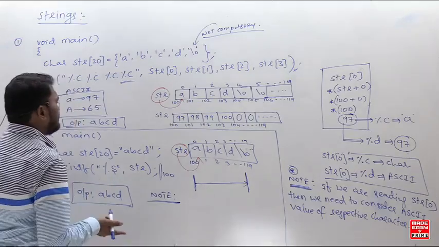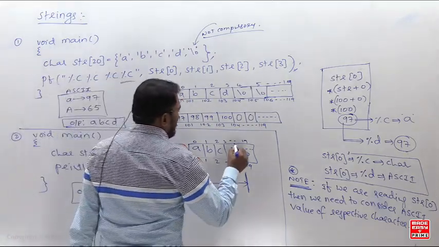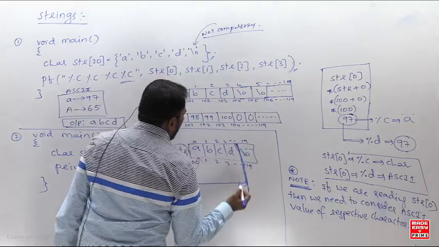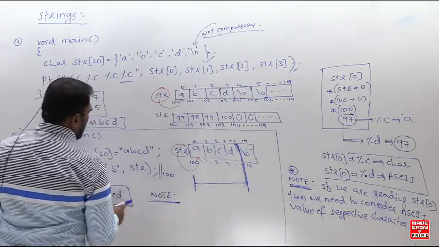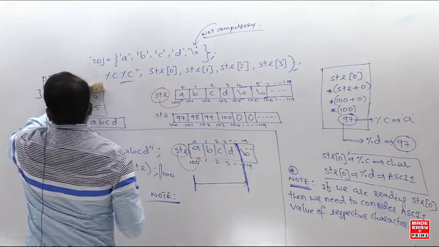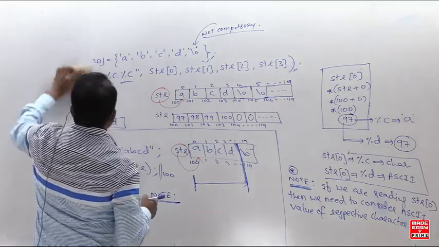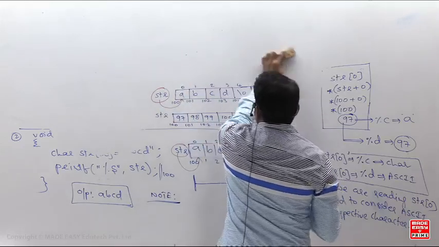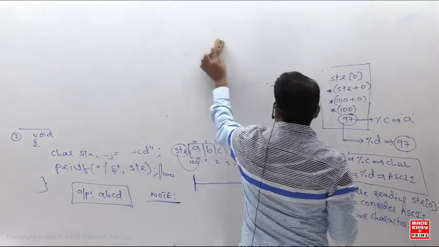Is that clear? So from the base address provided, it prints all the characters until the null character. Understand here, until the null character. So what will print? A, B, C, D. On seeing the null character, you will understand that that is the end of the string.